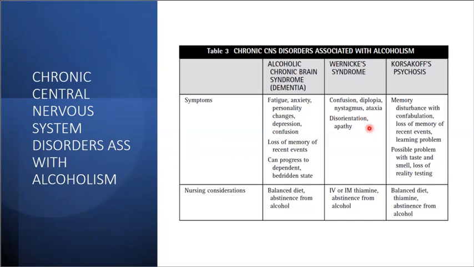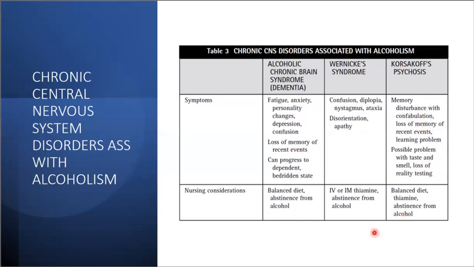There's also going to be disorientation and apathy. With Korsakoff's psychosis, there's going to be memory disturbances with confabulation. So what's confabulation again? This is a symptom where the client starts to make up stories to fill in gaps in memory. So you're going to see confabulation in your client. There's also going to be loss of memory of recent events. The client will exhibit learning problems. There will also be possible problem with taste and smell, and also loss of reality testing.